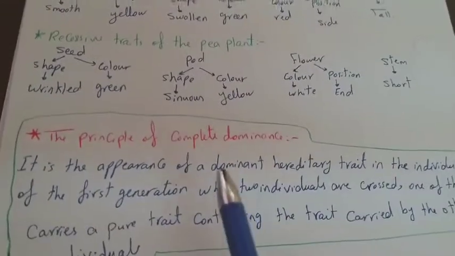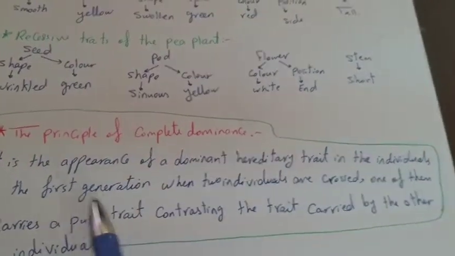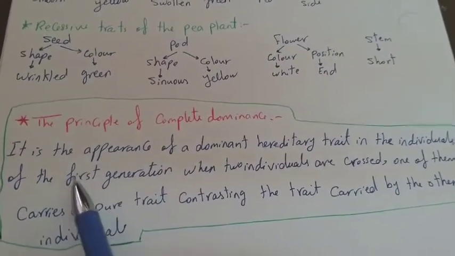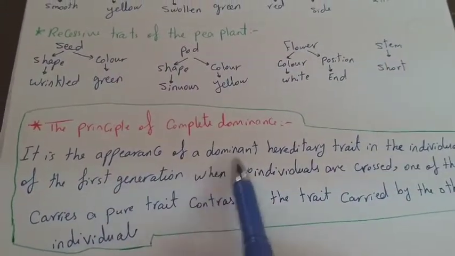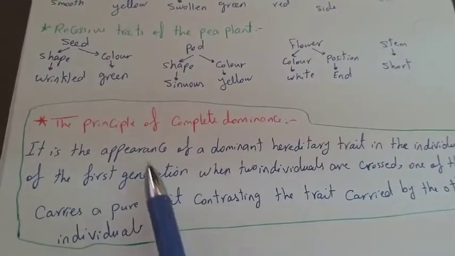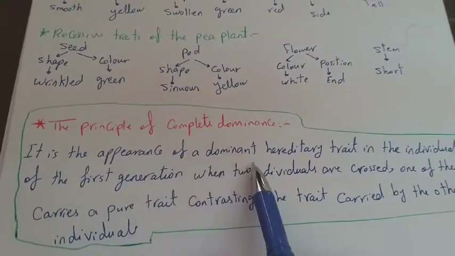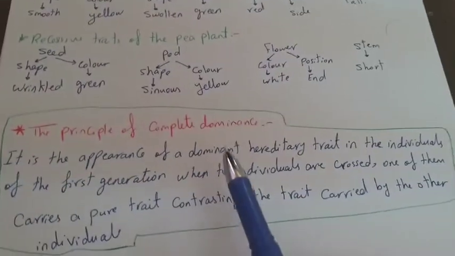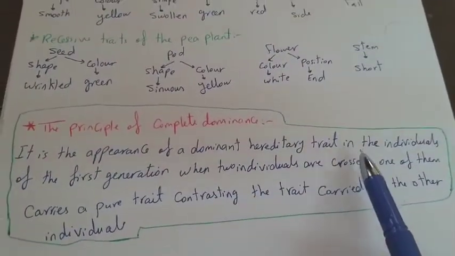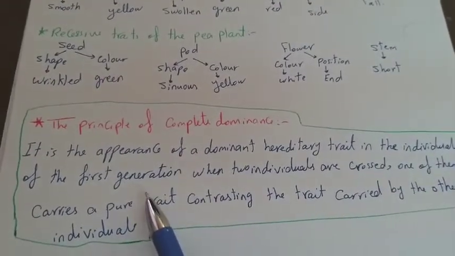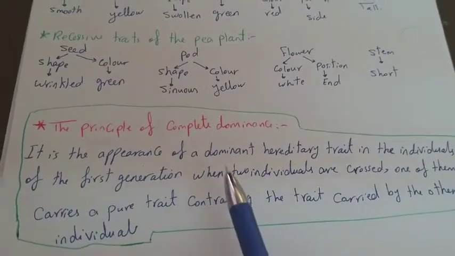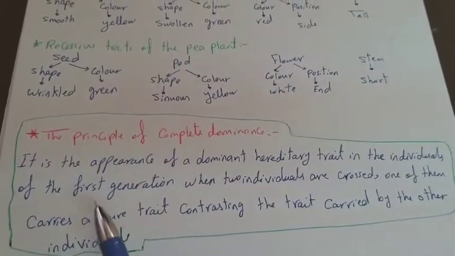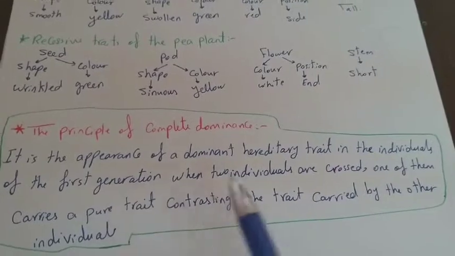So the principle of complete dominance, you will study this. It's so easy. It's studied by understanding. It is the appearance of a dominant hereditary trait in the individuals of the first generation. This trait is called dominant because it appears in all individuals of the first generation.